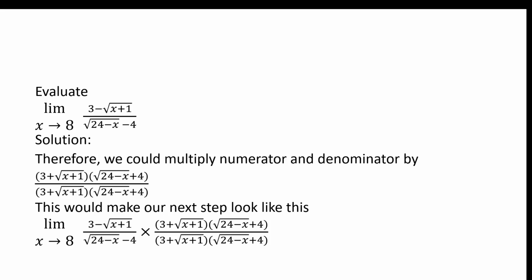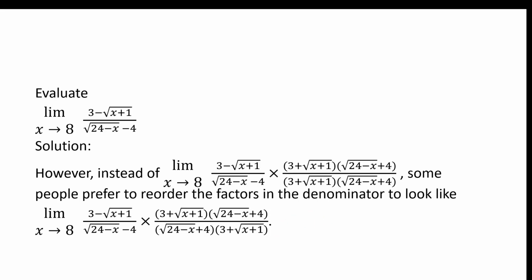Therefore, we could multiply numerator and denominator by what you see there. That would totally make sense. And that would make our next step look like what you see at the bottom of the screen. And that totally makes sense. But let's just switch this order down below. There's a reason why I'm saying that. So let's just switch those two. It doesn't matter what order we multiply them in. So we put them, you'll see here, the only difference is that we've just changed the order of those two.